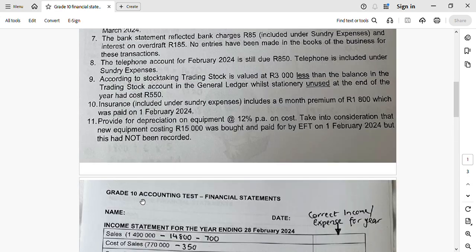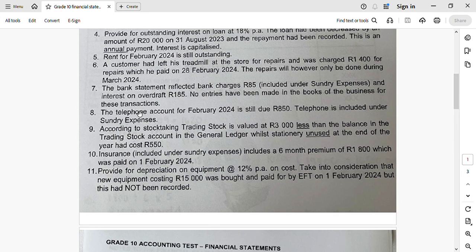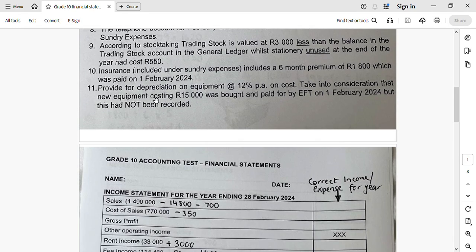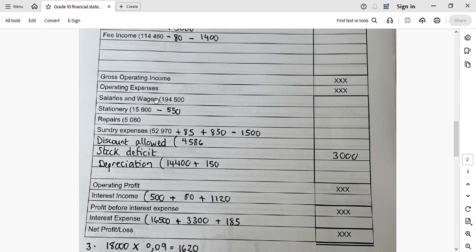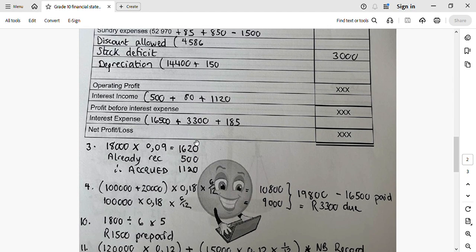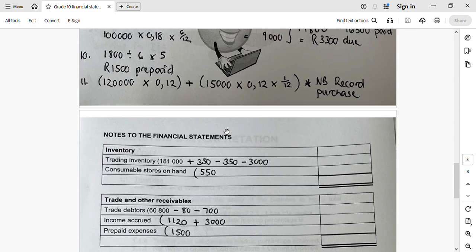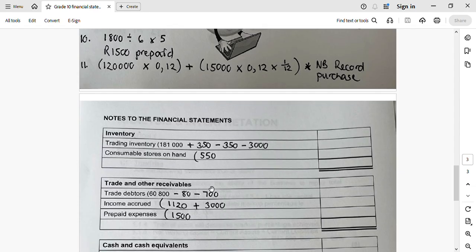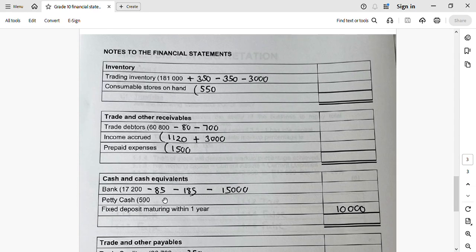Okay, then the bank statement reflected. Now, as soon as you see bank statement, one of the accounts that's going to change is bank. So we've got bank charges and we've got interest on overdraft. The bank charges will increase. They told you it was sundry expenses, and interest on overdraft is interest expense. Both those amounts will get subtracted from your bank figure, 85 Rand and 185 Rand.